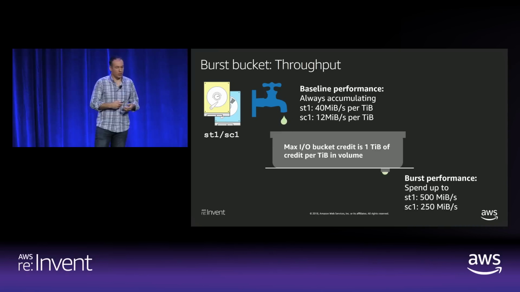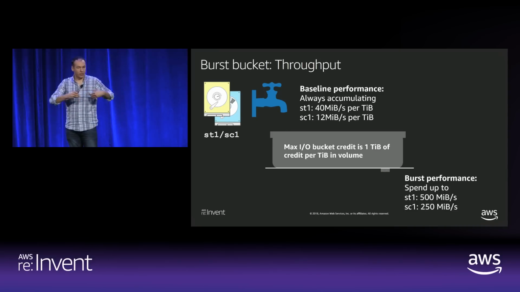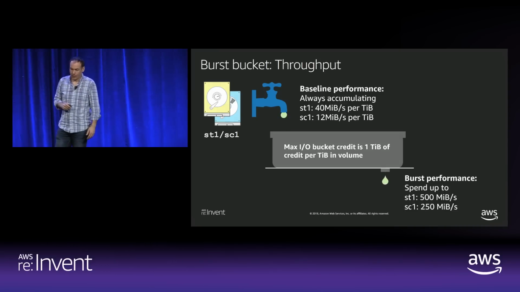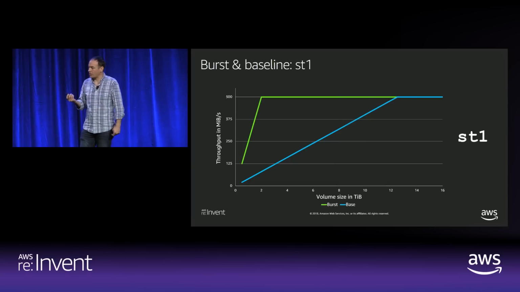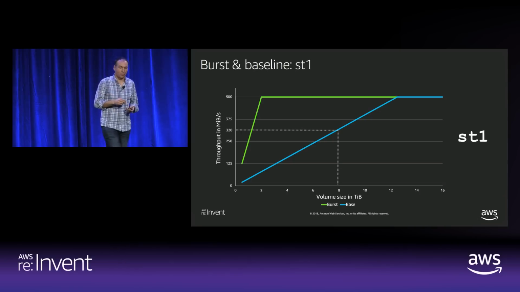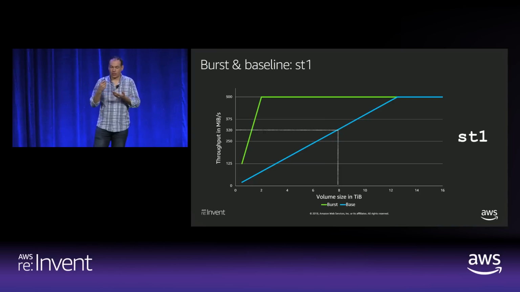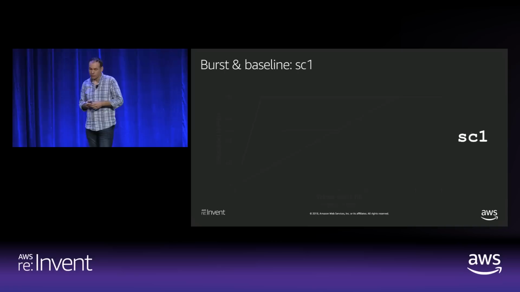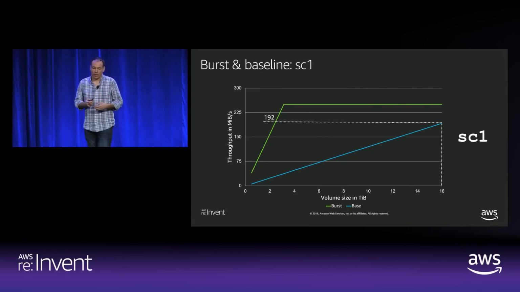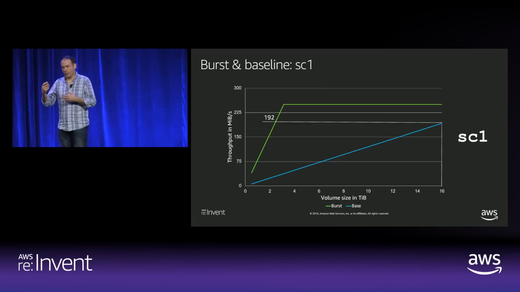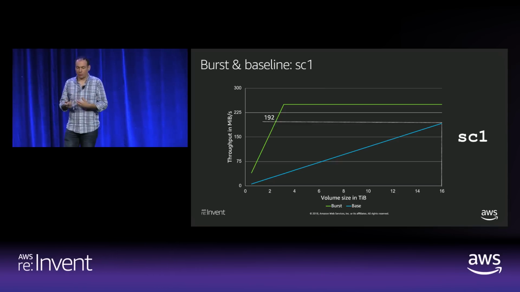ST1 gives you a little bit more: 3.5 times a day that you can do a full scan of your volume. Here's what ST1 looks like on a graph. At 8 terabytes, you get 320 megabytes per second base with 500 megabytes per second burst. Right around 12 terabytes is where the burst and base curves meet. SC1 is a little bit colder, again designed for 1 scan a day instead of 3, and you'll notice that the base and burst never meet. So if you do need that 250 megabytes per second, you'll have to have some downtime in there, and that's part of the design point of the volume.